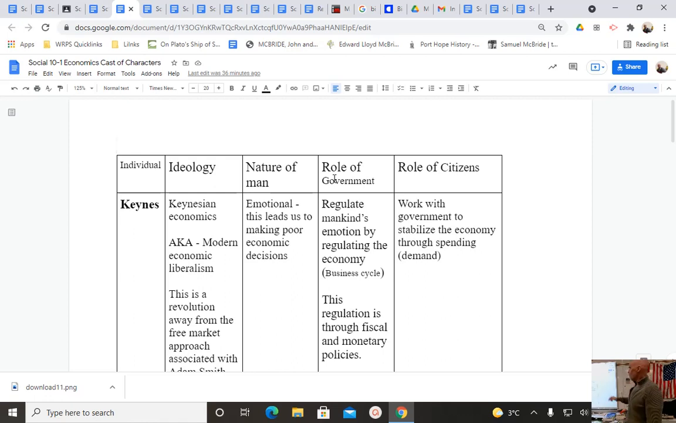So Keynes, the role of government under Keynes was to stabilize the economy, but the role of citizens, get out there and spend some money. Otherwise, the Depression, it lasted a decade. It could have lasted longer.